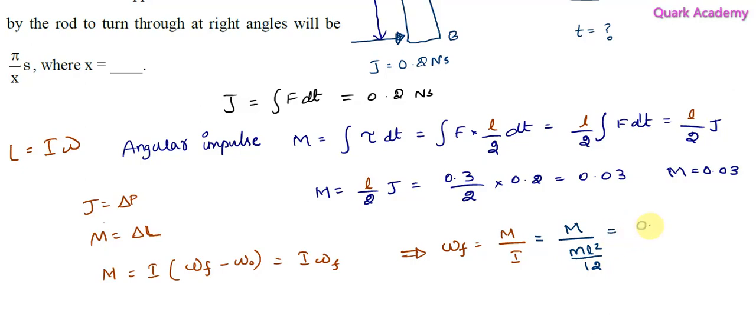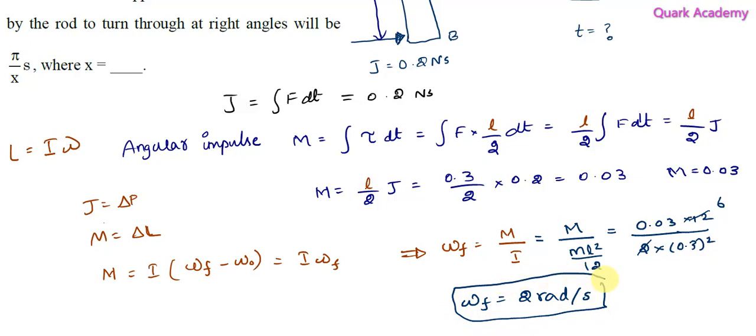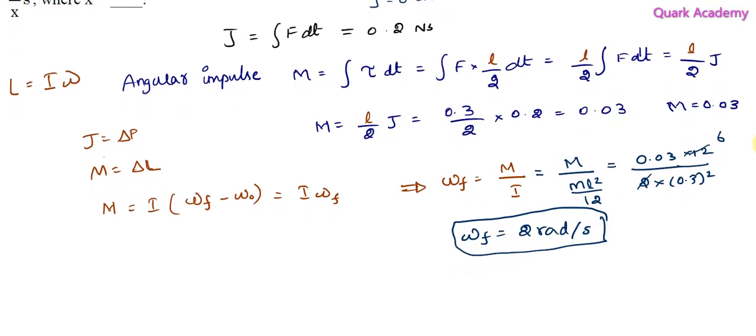Fine. M is 0.03. This mass is 2 kg. Length is 0.3 squared. And here we'll get 12. Okay, so this will become 6. Then if we simplify, it's going to become 2 radian per second. Okay, so we found the angular velocity.